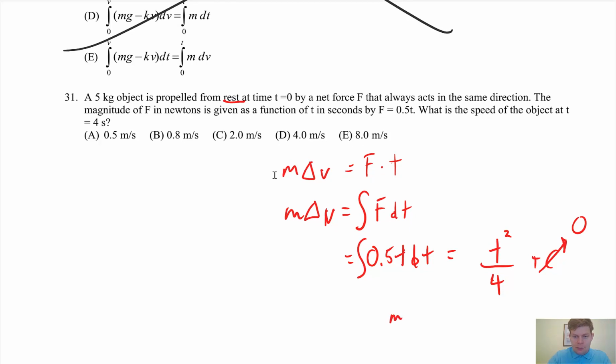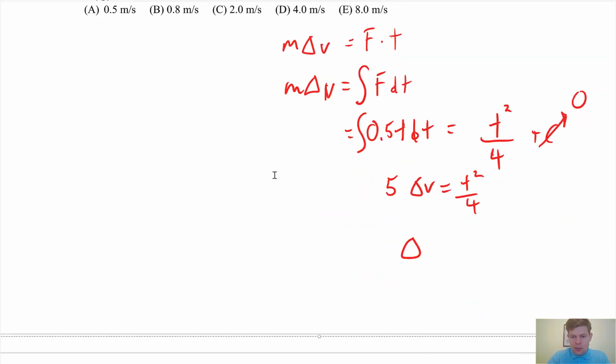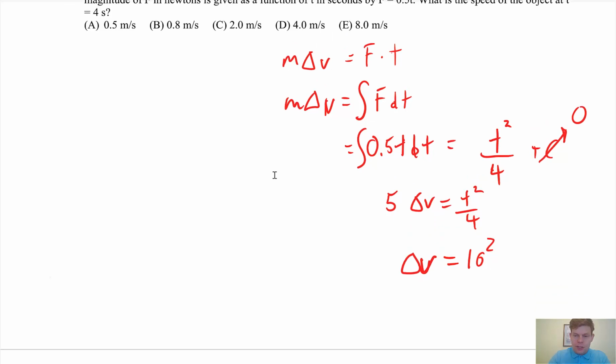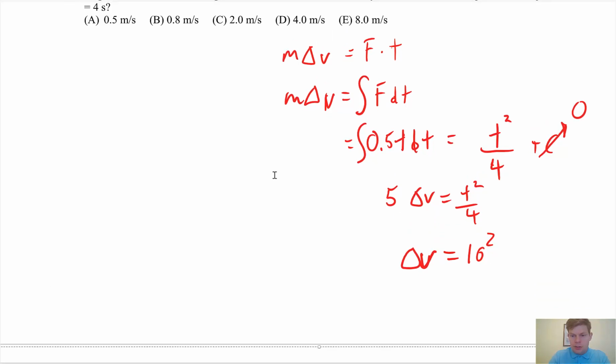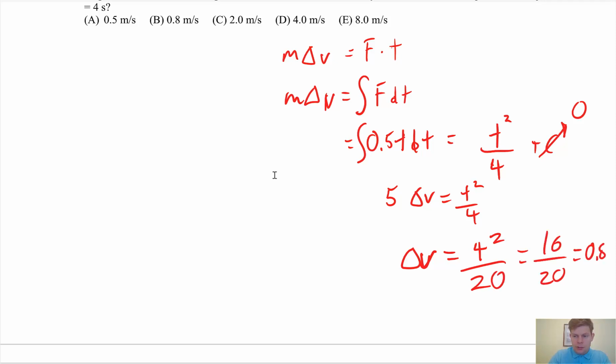So we've got m delta v equals t squared over 4. So we just divide by 20, I guess. Or sorry, m is 5. So our change in velocity is just 4 squared over 20, because we're looking for the thing at 4 seconds. 4 squared is 16, and 5 times 4 is 20. So we've got 16 over 20, which is just 0.8.